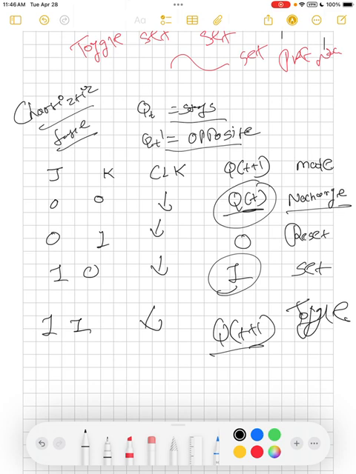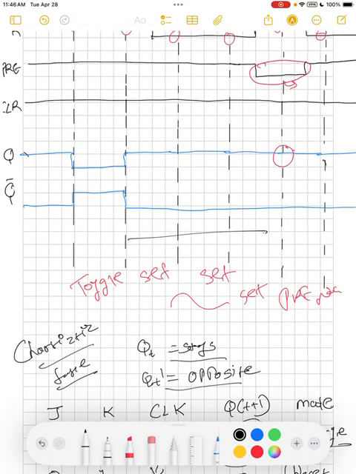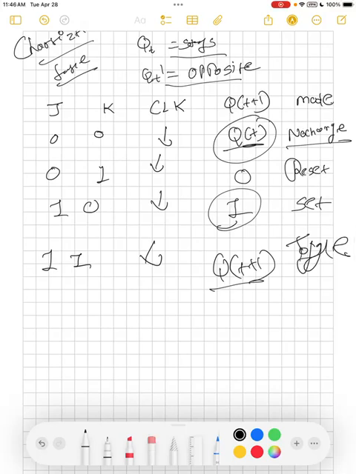So overall, the JK flip-flop updates only at the falling clock edge. And an asynchronous input like PRE can override the clock and directly control the output. Or I can write it as Q(t) bar, the opposite of Q(t). So this timing diagram matches the behavior described in the characteristic table.